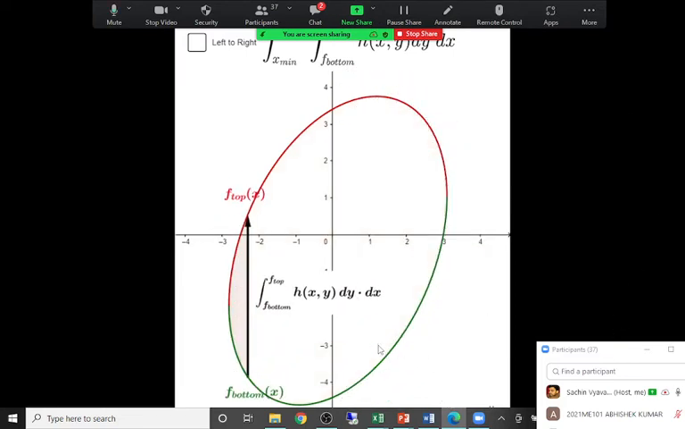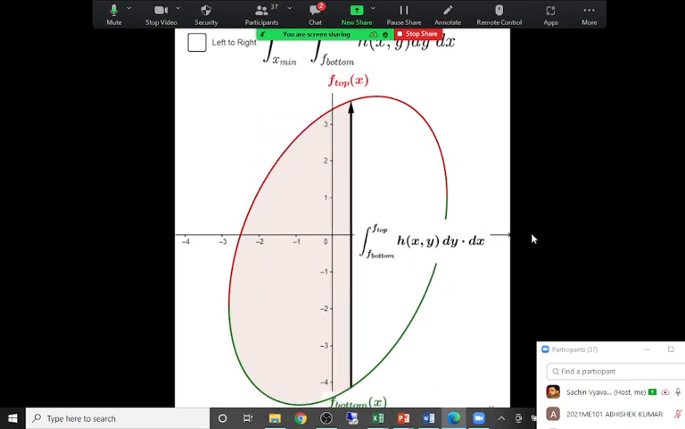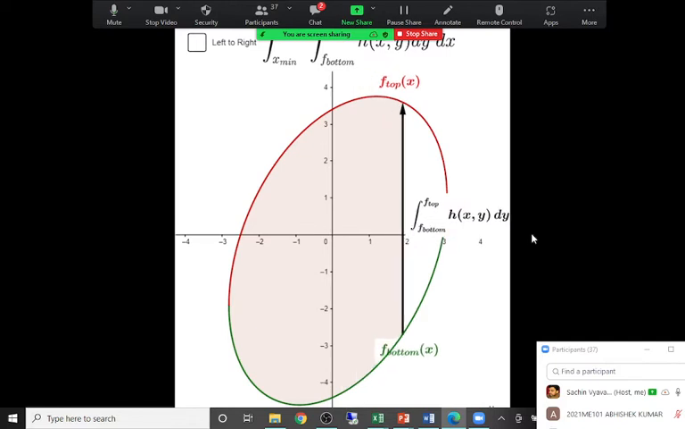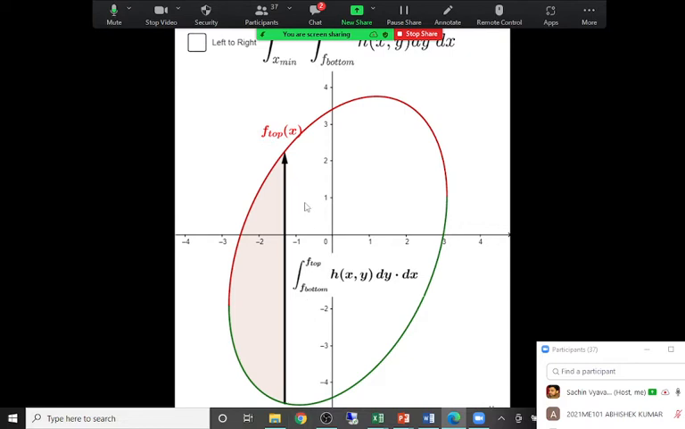Can you tell me what is the order of this double integral? What's the order? dy dx, because a vertical strip is there. You will observe the vertical strip.